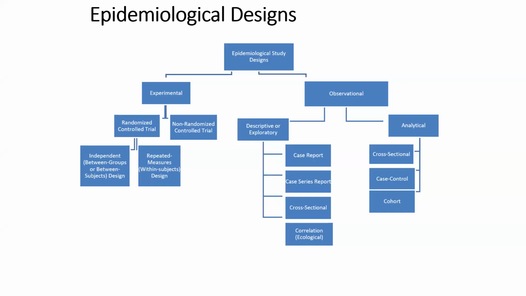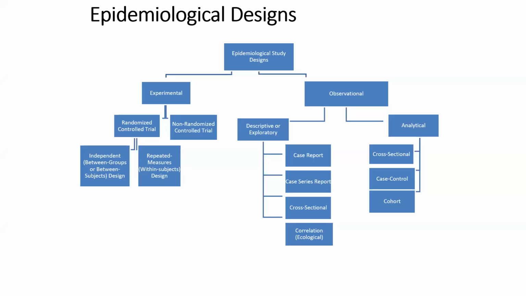So by calculating the relative risk of the development of the outcome of interest between cohort 1 and cohort 2, you can determine the relationship between the risk factor and the outcome of interest.